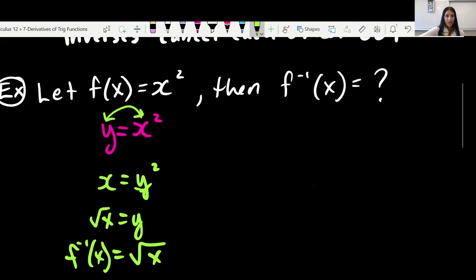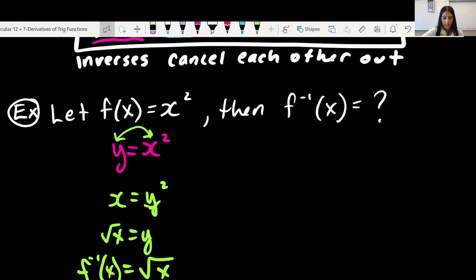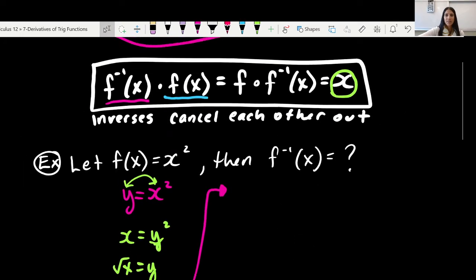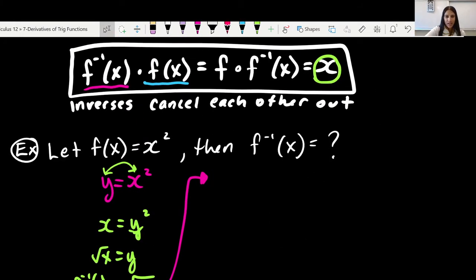Let's substitute in a value to check this out and to make sense of this concept in the box here. Let's say x equals 3. Then f of 3, in our original function, would be x squared, which is just 3 squared, which ends up giving us 9.